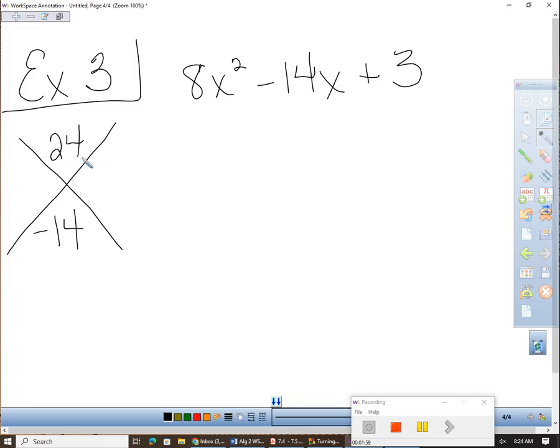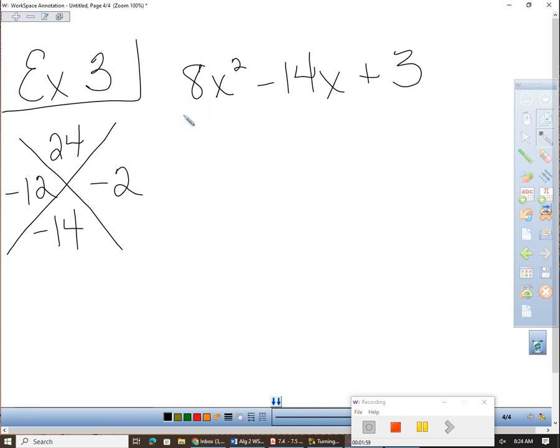If the top number is positive, that means that the signs have to be the same. And if the bottom's negative, that means they're both going to be negative, right? Negative 12 and negative 2. There you go. Thank you, Cooper. Negative 12 and negative 2. Good. All right.